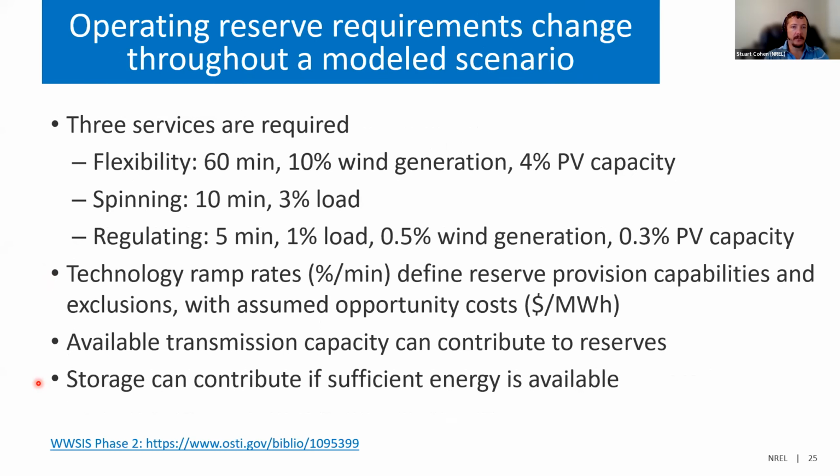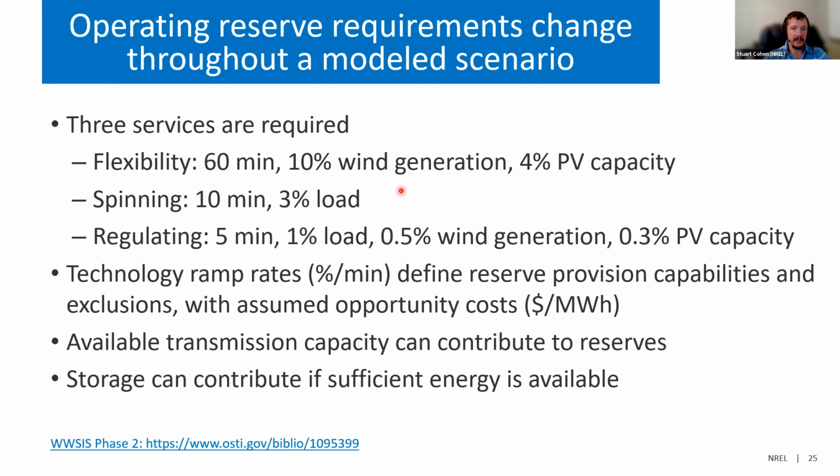On the reserve side, first I'll talk about operating reserves. These are the ancillary service products that we represent in the model. In ReEDS, there are three. We represent separately flexibility, spinning, and regulation, defined by how fast you need to be able to supply a certain amount of capacity, as well as the quantities of renewable energy and load. For example, flexibility reserves are a function of generation from wind and the capacity from PV. All of these numbers come from a publication that came out several years ago.